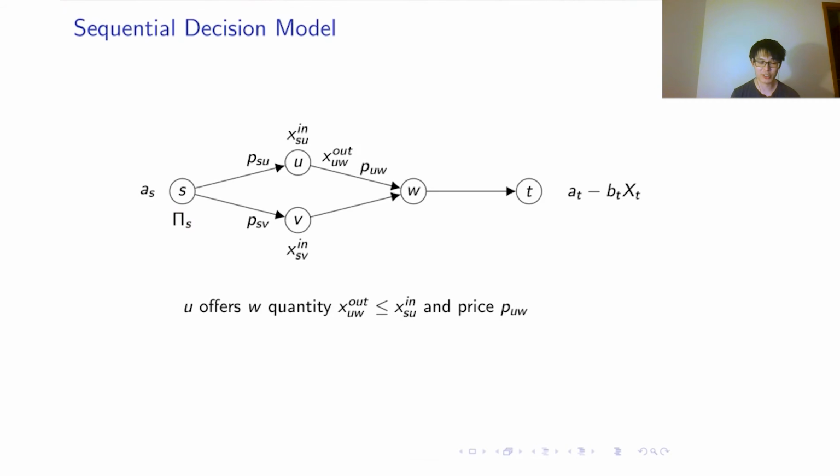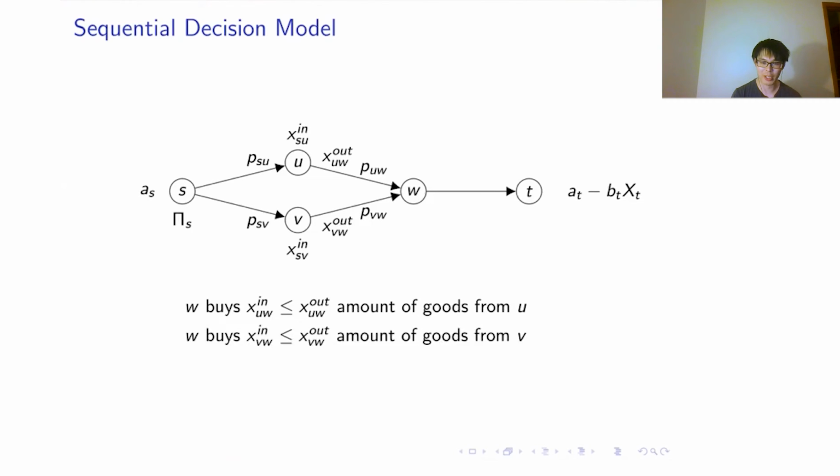Okay, so the decision making just keeps going on and on to the downstream. Now U offers V some quantity of goods with a price. Again, the quantity cannot exceed the amount accepted from the upstream. And same thing for V. So W is going to accept something from U and V.